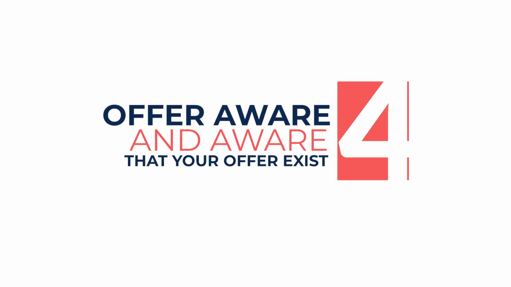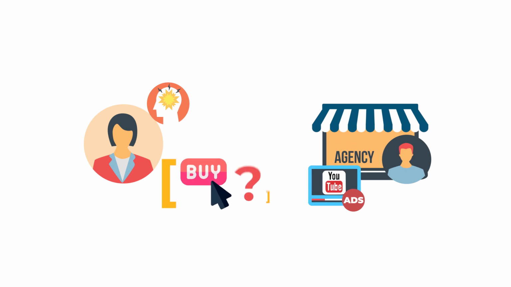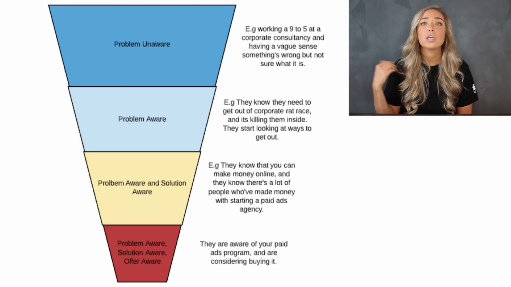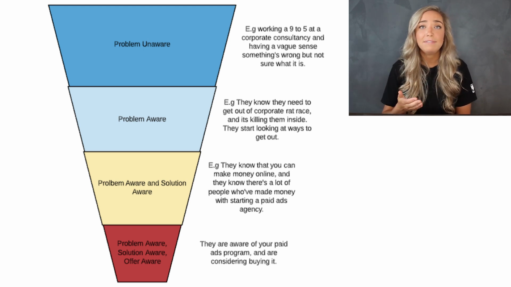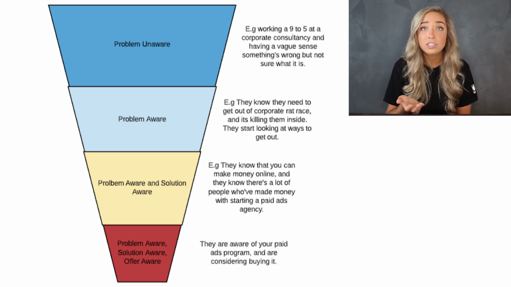Number 4 is offer aware, aware that your offer exists. So these are people that know about your paid ads program and are considering purchasing it. They are in your universe, consuming your content, and whether actively or passively, they are thinking about possibly buying your program. So this is definitely the hottest traffic, but also the smallest group.